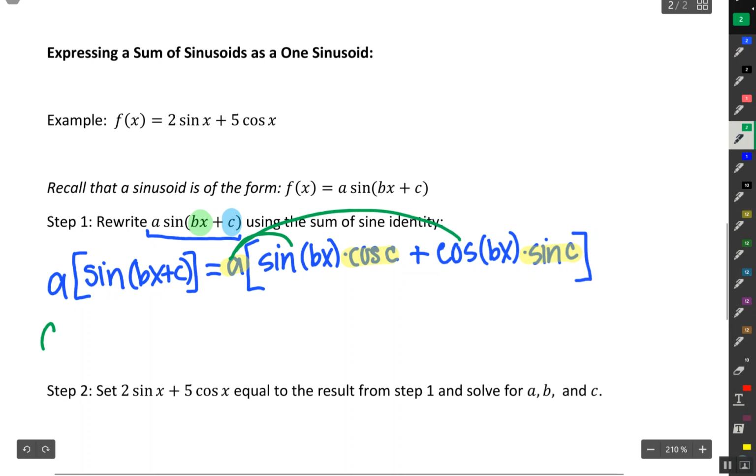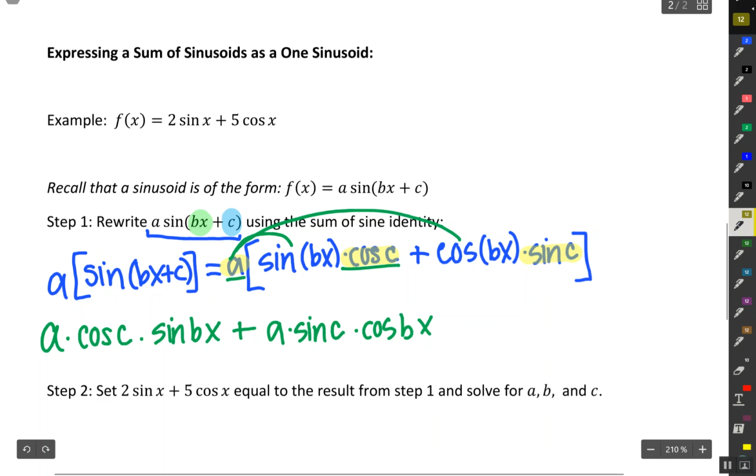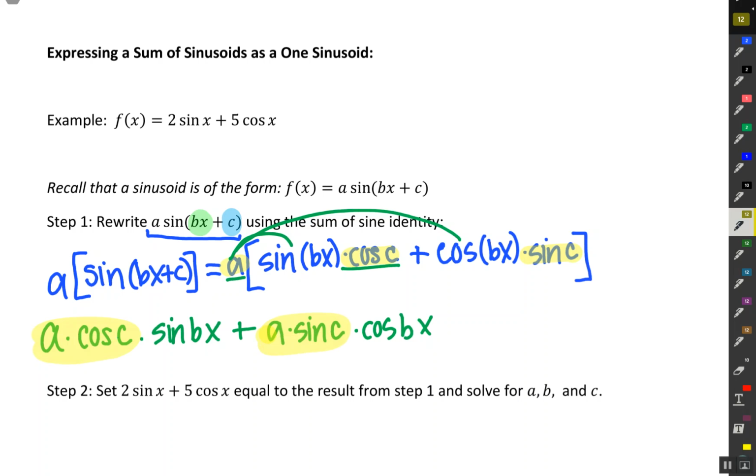So when I distribute the a, I'm going to get an a times, and I'm going to put the constants together. So cosine of c times the sine of bx. Okay, now the next one, plus a times the sine of c times the cosine of bx. Okay, so recall that these are just constants right there. There's no x in them.